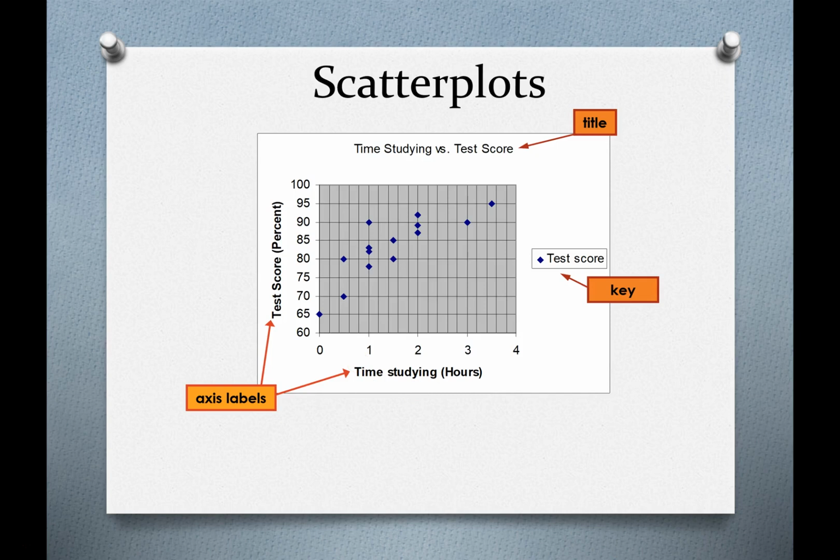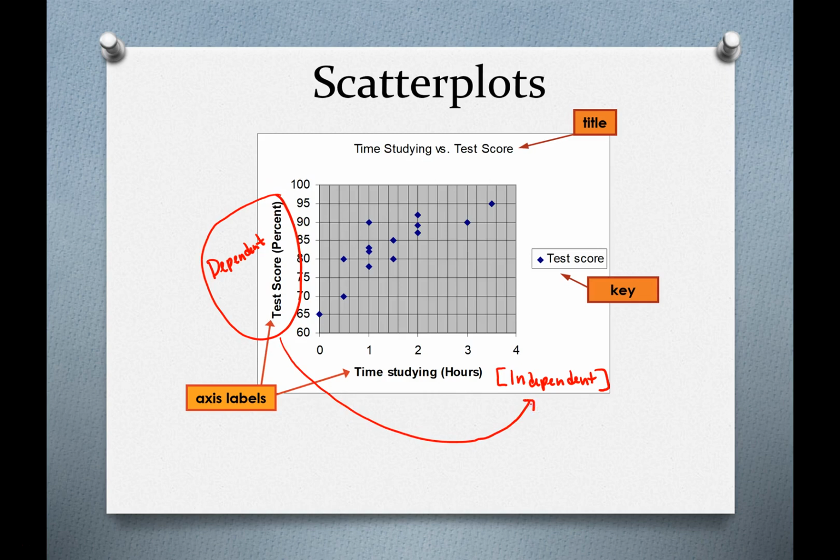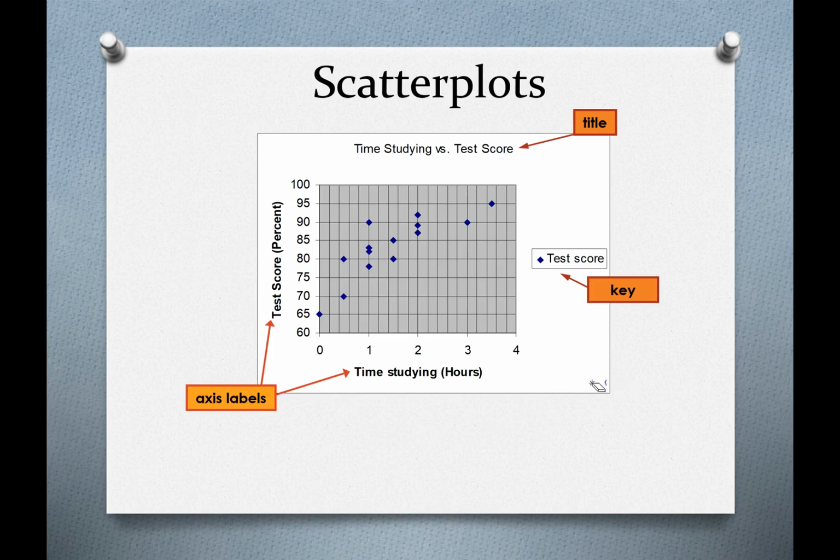Now, do you remember talking about independent and dependent variables? Well, this is just a quick review. You won't be tested on it, but this is usually your independent variable, and this is your dependent, being the y variable. That makes sense because the dependent variable depends on what's happening here. Your test score depends on the number of hours that you've studied. Okay, just some extra information there.